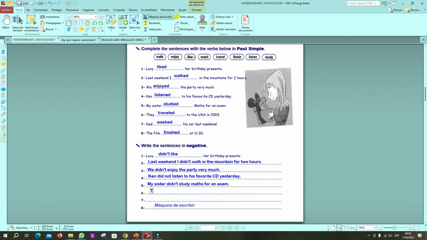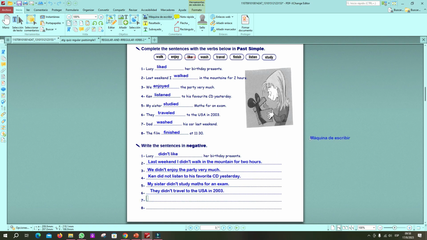Okay, what happened here? They didn't traveled to the US, right, in 2003. Okay, excellent, nice. They didn't travel to the US in 2003.